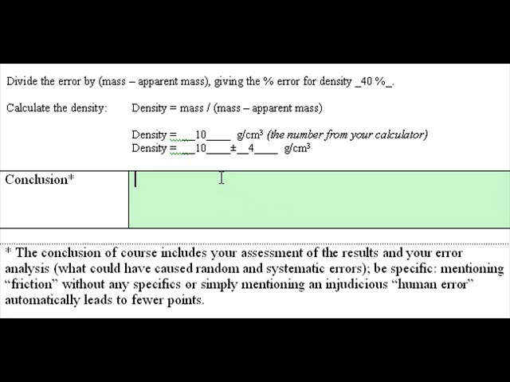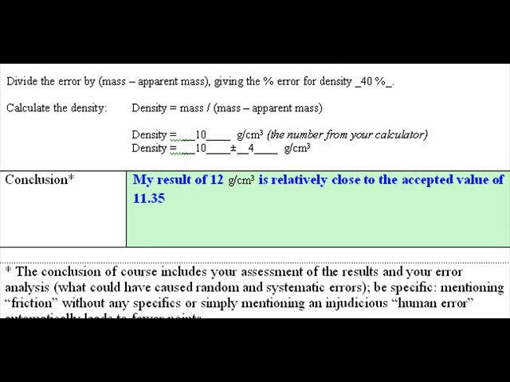And here for the conclusion I would say, and of course this is mine, so don't copy it. For my conclusion, I would say my result of 12 grams per cubic centimeter is relatively close to the accepted value of 11.35 grams per cubic centimeter, within my error range that I computed.